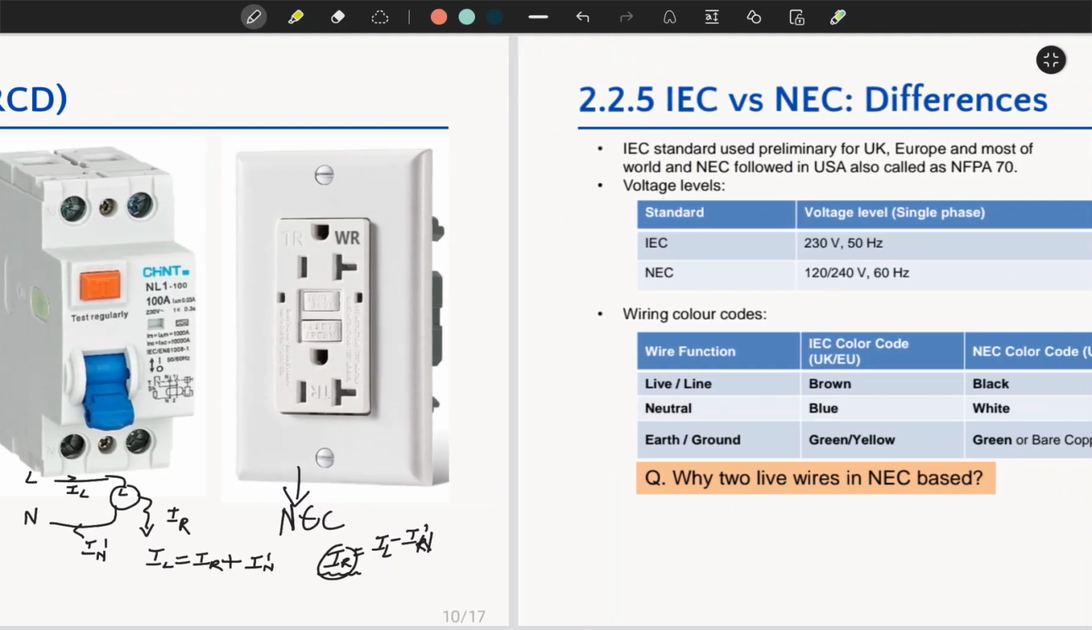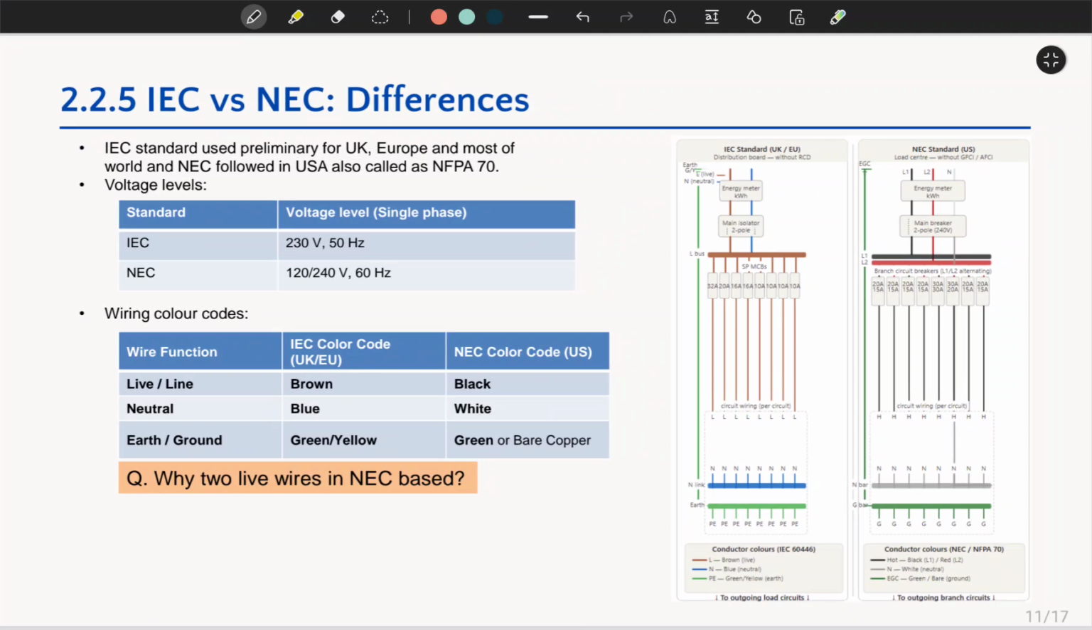The next part of this chapter 2 is understanding the difference between IEC and NEC, because as we are doing this course parallelly, we should know the main differences. We have seen a few differences in terms of RCDs. Wherever applicable, I will explain how it works in IEC and how it works in NEC. But one more difference is in their color coding.